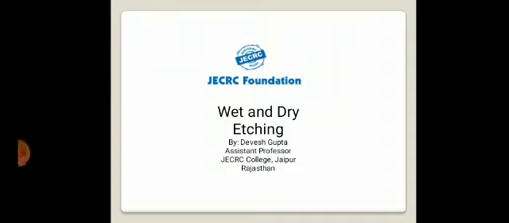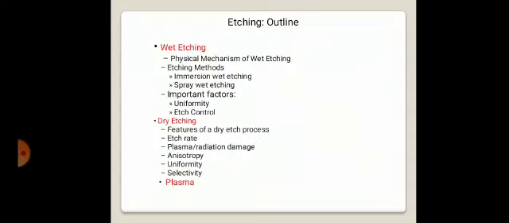Today I am discussing a topic, wet and dry etching. Before starting the topic, I would like to explain the outline of the lecture. First, I will discuss the physical mechanism of the wet etching methods: immersion wet etching, spray wet etching, and important factors like uniformity and etch control. After that, dry etching, and in dry etching I will discuss features of the dry etching process, etch rate, plasma, anisotropic, uniformity, selectivity, and after that plasma.